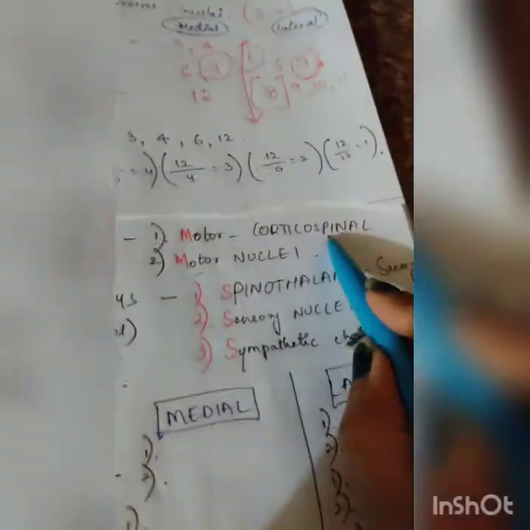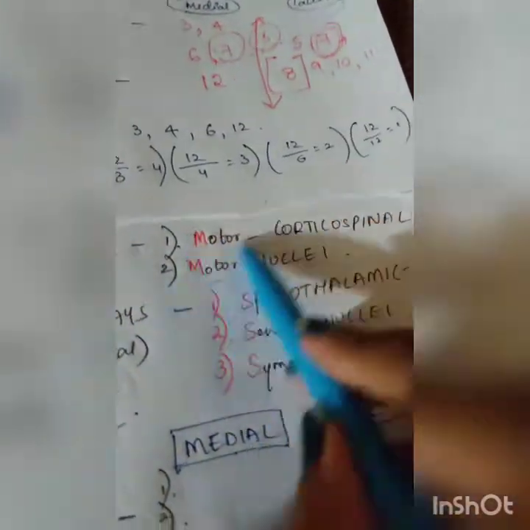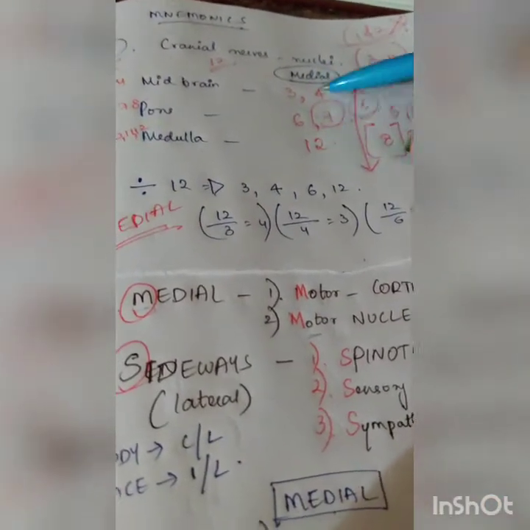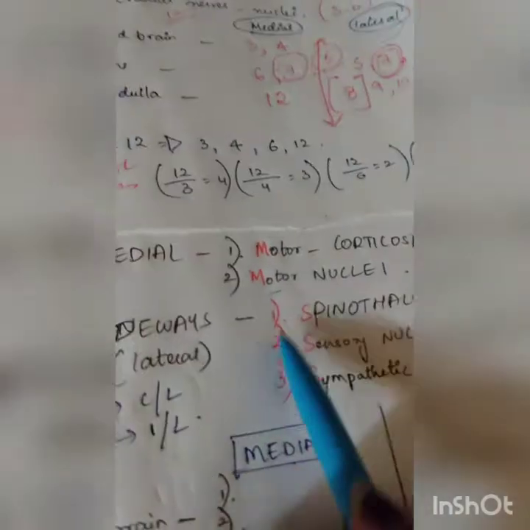That is the motor tract, the main motor tract of our body, which is the corticospinal tract. Whenever there is a problem with our motor tract, we can have paralysis, any kind of plegia, hemiplegia, paraplegia, and the motor nuclei. Motor nuclei are nothing but the nuclei that run on the medial side. So the motor nuclei and the motor tract, that is the corticospinal tract, are going to be affected.